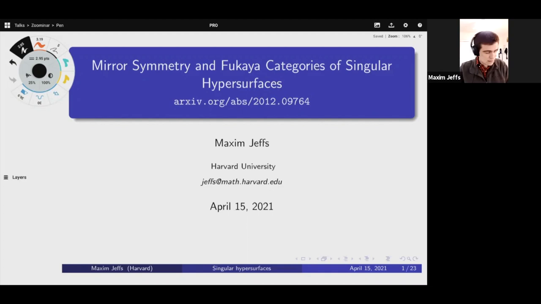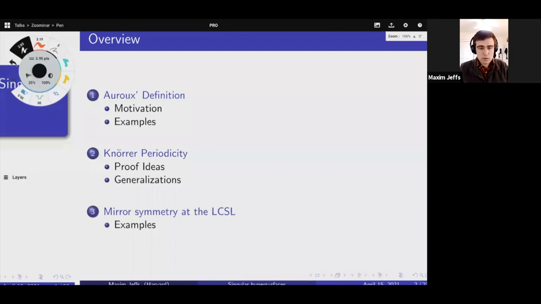Okay, so as Danny said, I'll be talking about mirror symmetry and Fukaya categories of singular varieties. Here's an overview of what we're going to talk about. I'm going to start with an overview of Tel-Aviv's definition of the Fukaya category of a singular hypersurface, the motivation and some examples. Then I'll talk about two results about this definition. The first is a mirror periodicity theorem, and the second is a mirror symmetry equivalence at the large complex structure limit.